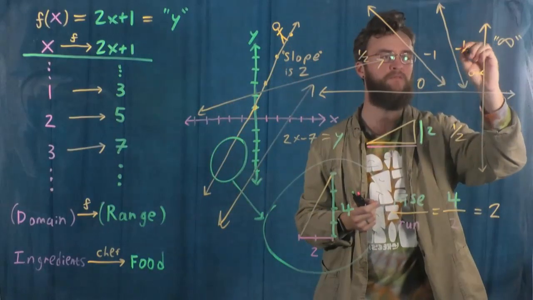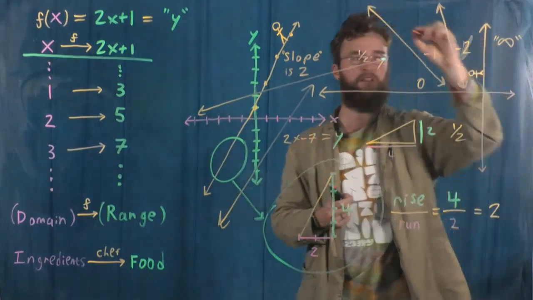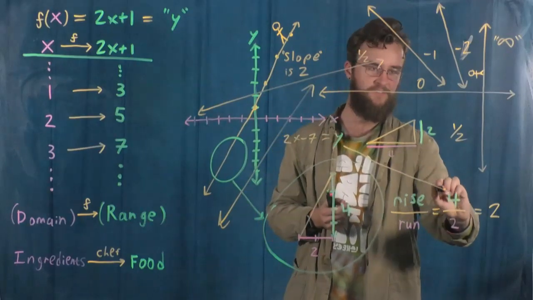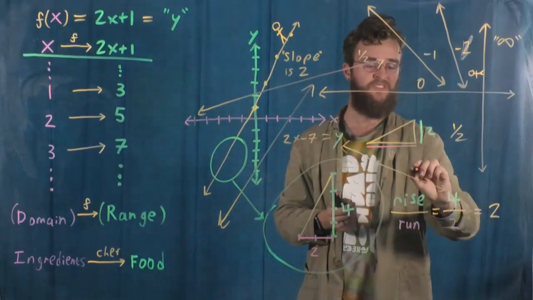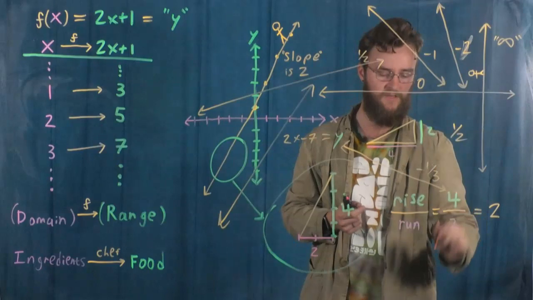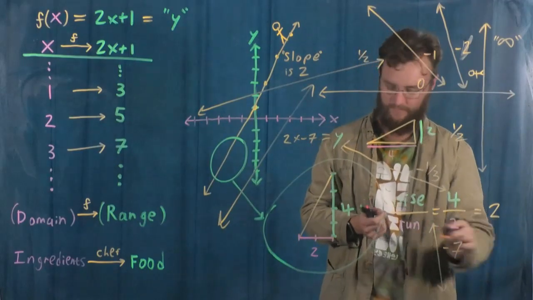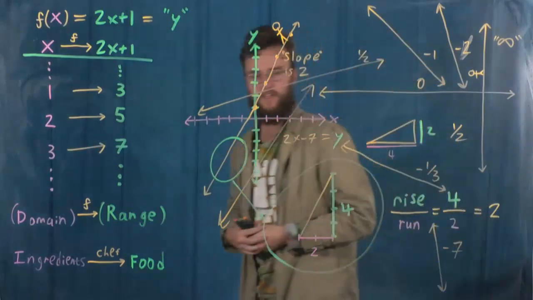So this could be like -2. Then we could have a slightly less steep one. I'm running out of space here. And so this could be like -1/3 maybe. We could have a very steep one. So this could be like -7. Yeah, and that's the idea with slope.